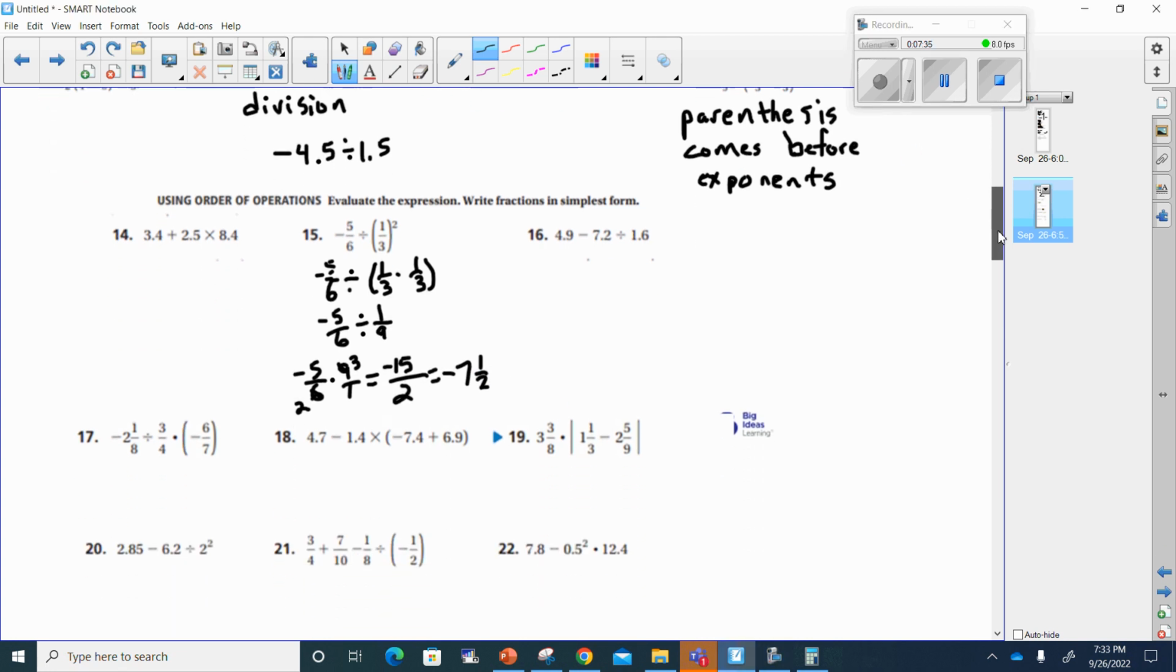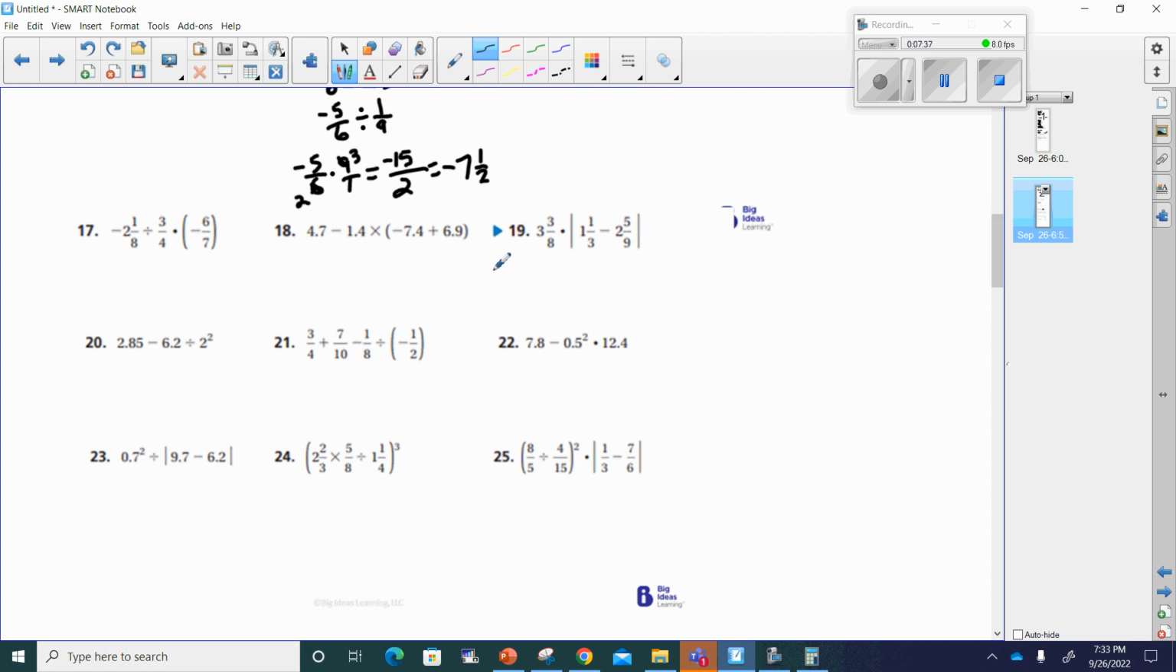Next, I'm going to go to number 17. Okay, so I'm evaluating all this. Should have gave me some room. I see that I've got to do, this is division and this is multiplication. I can do this across. First thing I want to do is go around the world. So 8 times 2 is 16, and 16 plus 1 is 17. So it's really -17/8.